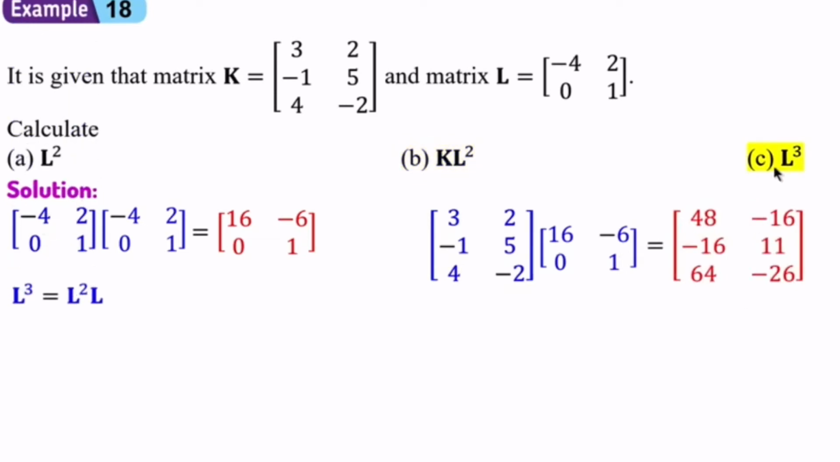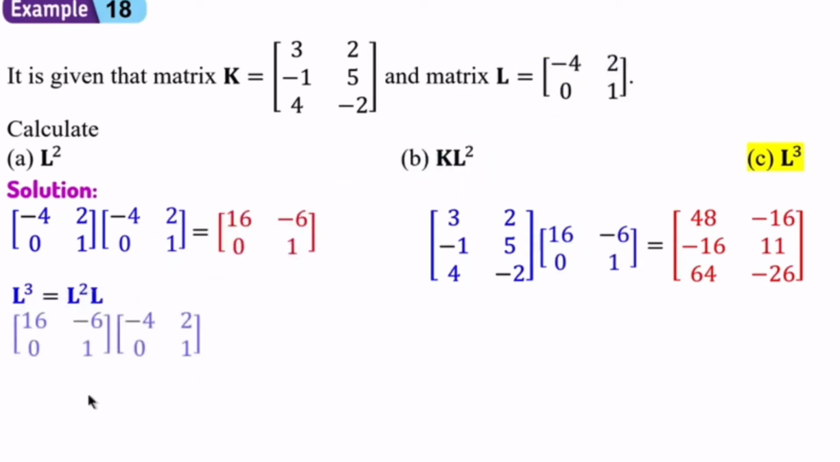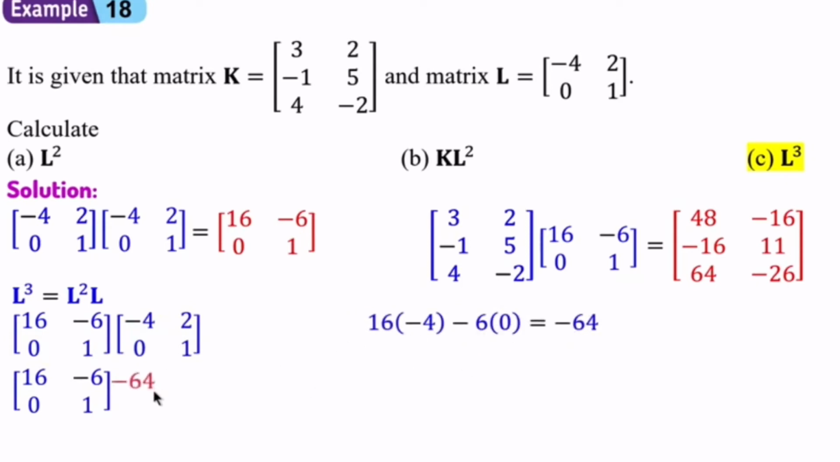Okay, so now we're going to do L cube, which means that L squared times L. So we will use just now the L square, which is 16, negative 6 and 0, 1 times with the L. Okay, let's do it now. So we will highlight with different colors so that it's easy for us to multiply. So it's 16 times with negative 4 plus negative 6 times with 0.